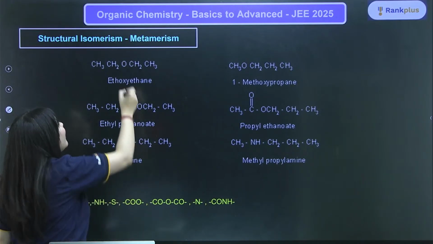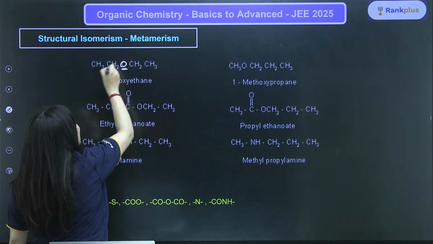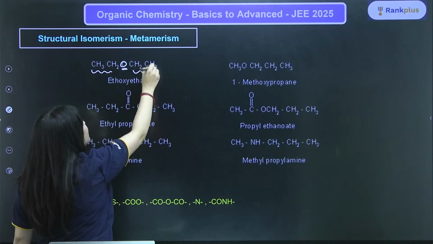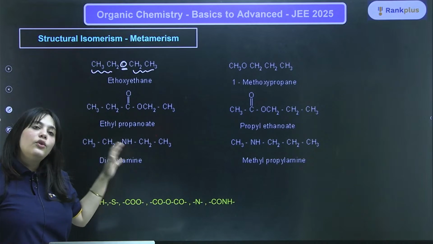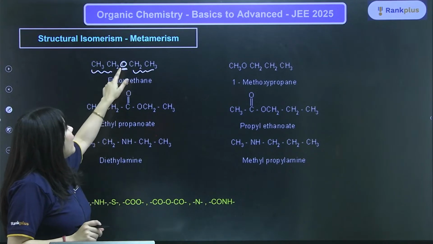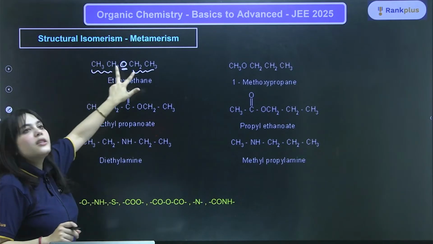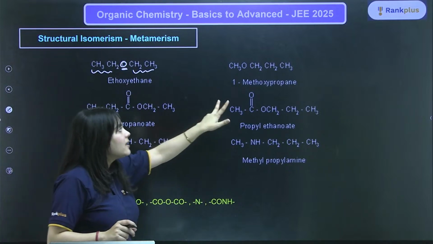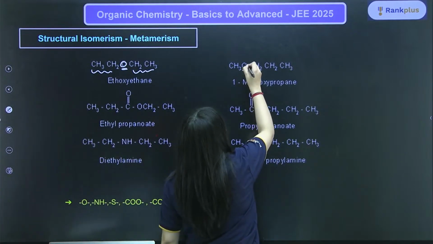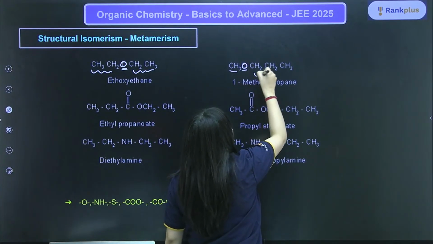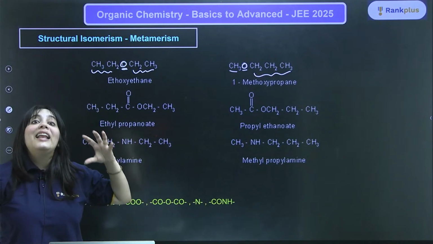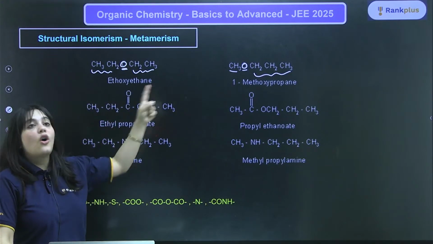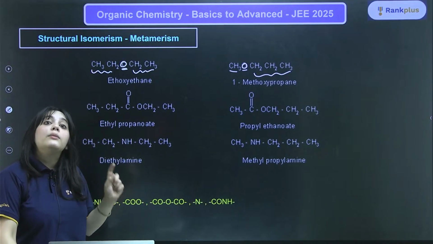For example, around this oxygen, what is happening? The length of this chain will vary. Around this oxygen, there are 2 carbons here, 2 carbons here. And in the next isomer, around this oxygen, I've kept 1 CH3 over here and written 3 CH3 over here. So I'm changing the length of the alkyl chain around this oxygen atom. So these are called metamers.